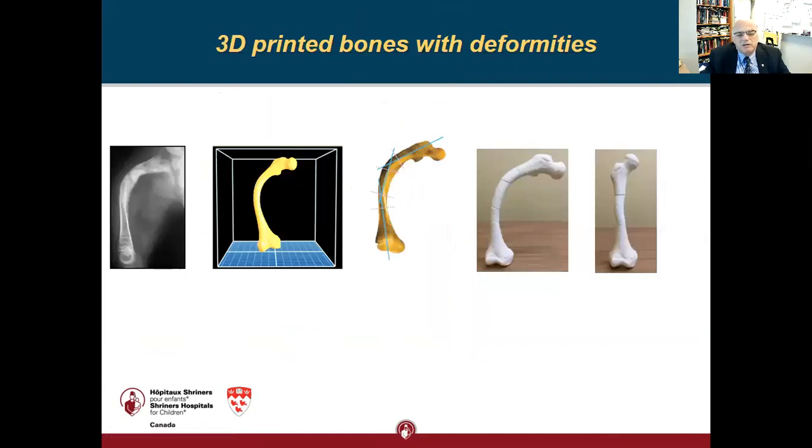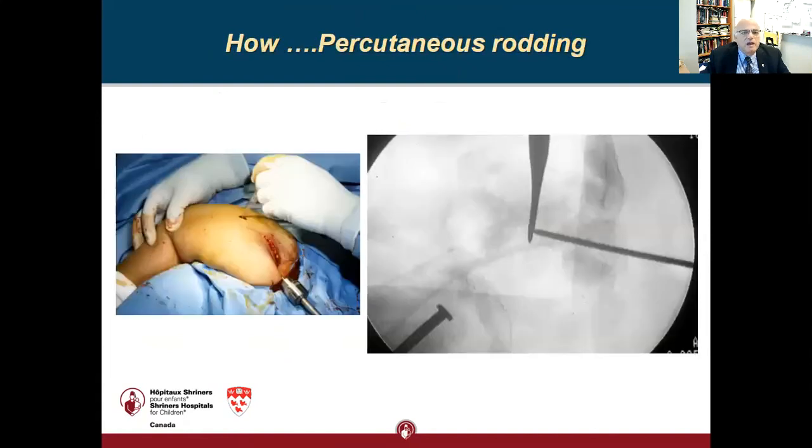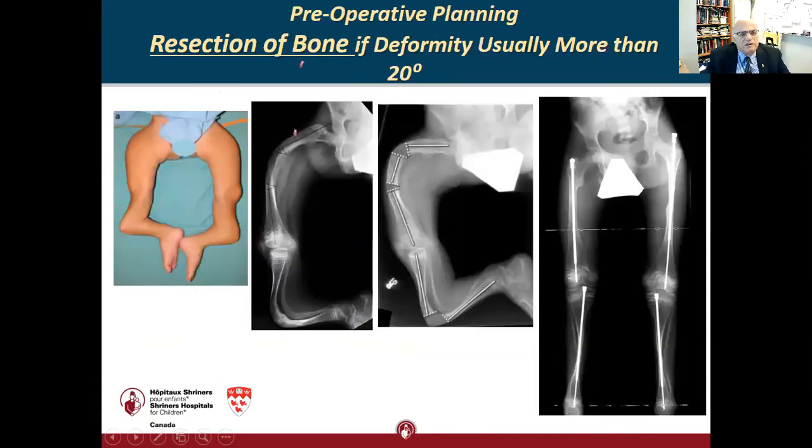3D printing is used more and more, and here we have the 3D printing of a proximal femur deformity that is used in the planning pre-operatively. Percutaneous rodding is used as a minimally invasive type of surgery here to perform the osteotomies.